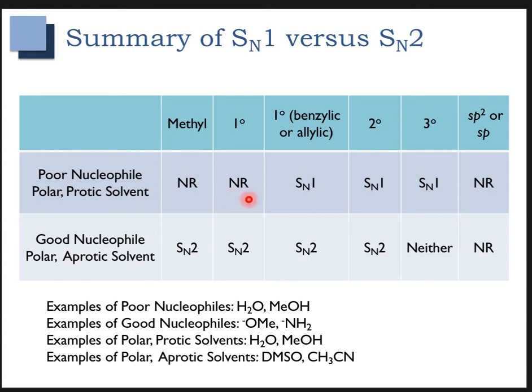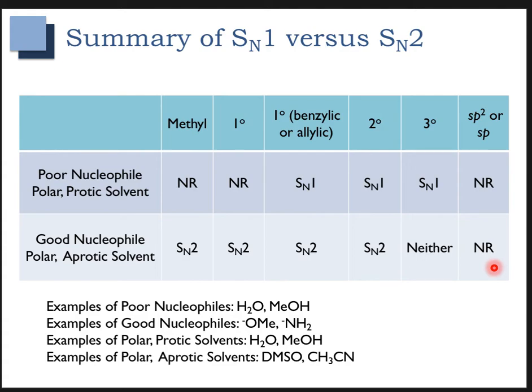Primary substrates would not react under these conditions. If you had a primary benzylic or allylic substrate, then you would see an SN1 mechanism. And that's true also for secondary and tertiary substrates. Remember that sp2 or sp hybridized carbons are not going to do anything under these conditions. If you have a good nucleophile in a polar aprotic solvent, you can have an SN2 reaction for methyl, primary, benzylic or allylic, and secondary substrates. Tertiary substrates will not undergo an SN2 mechanism in this case, and of course neither will sp2 or sp hybridized carbons.